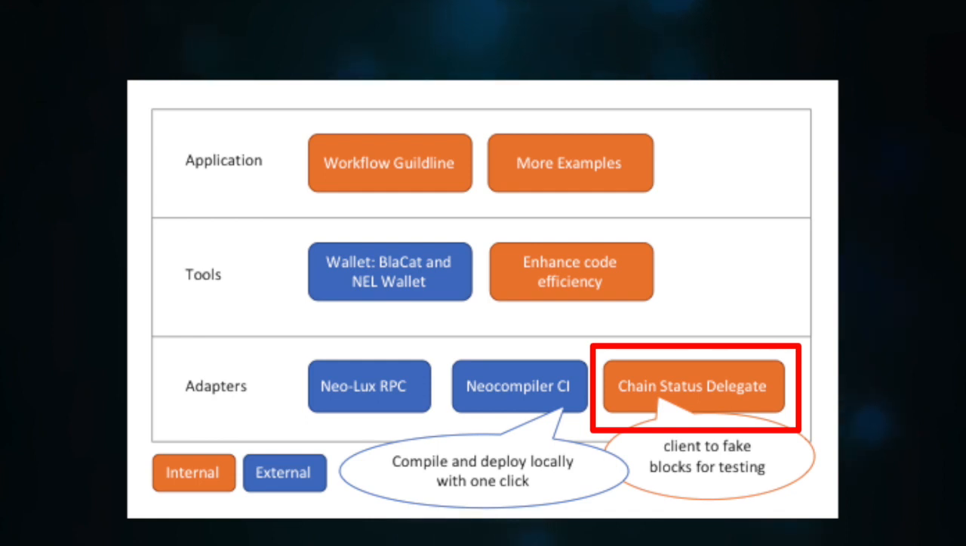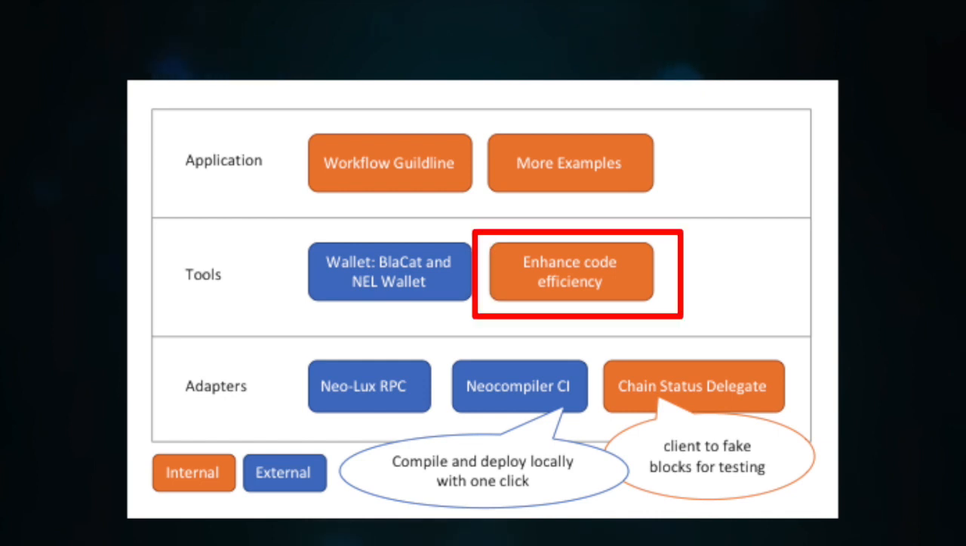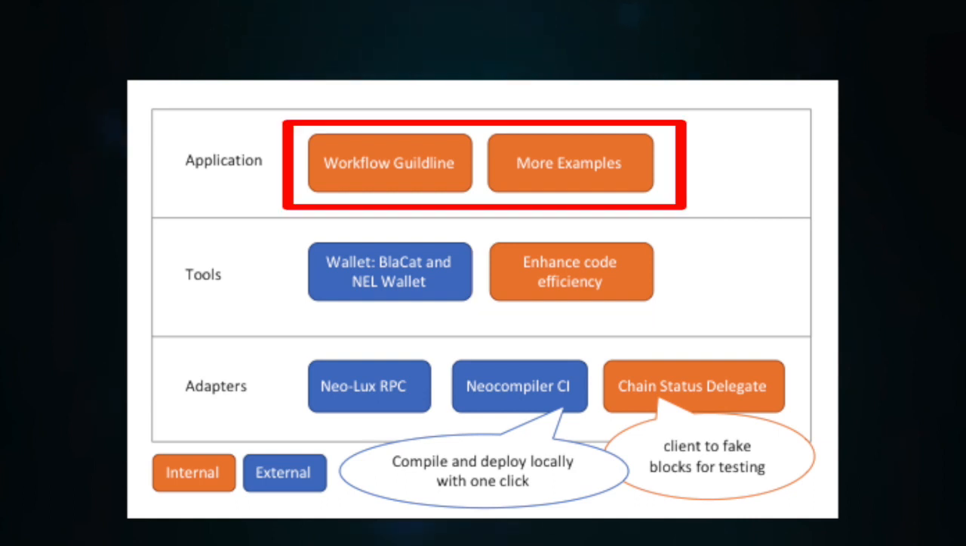And then let's go to the tool layer. From the tool layer, we plan to integrate the wallet from the Black Hat and the Neo wallet. And we're also trying to enhance the code efficiency because now we just made it functional, right? But we need to enhance its efficiency in order to consume less gas. And on the application level, we are also working on some guidelines and more examples to make it easier for more developers to adopt into the Neo system. It's a very important thing, I think. Only when there are more talents in our ecosystem can we make it ever growing.